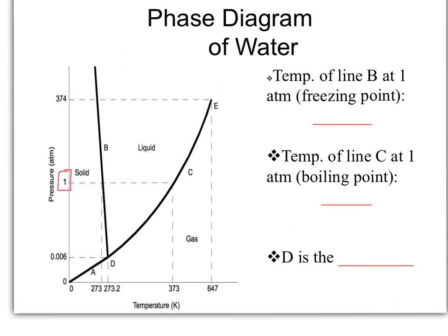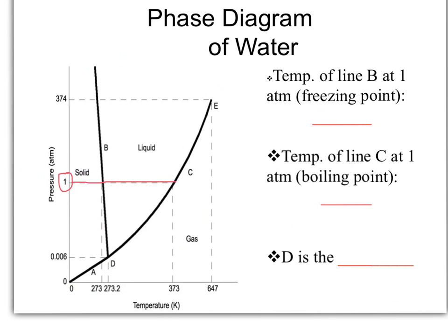So if I find 1 atmosphere on my graph, and I move until I get to that first line, which is the line of freezing, it is the line that separates the solid from the liquid state, I can then drop down and record the freezing point, which is 273 Kelvin. The next question wants you to determine the temperature of line C at 1 atmosphere, but this time we're going to be looking at the boiling point, because I'm not going to stop at the first line, I'm going to stop at the second line.